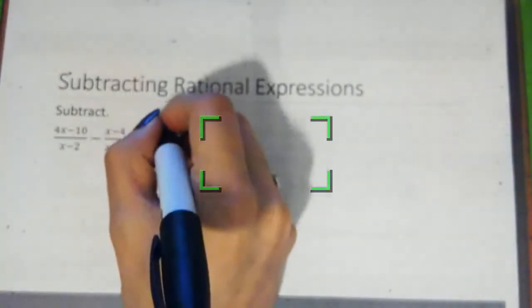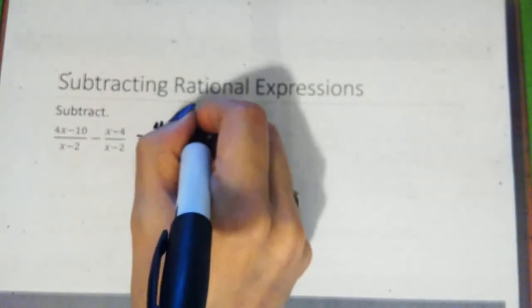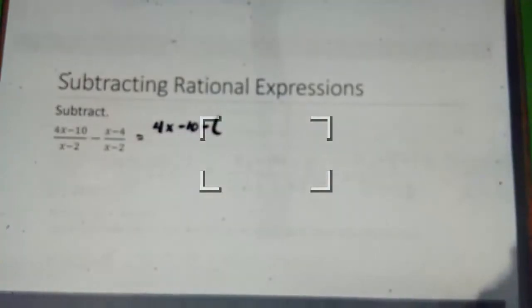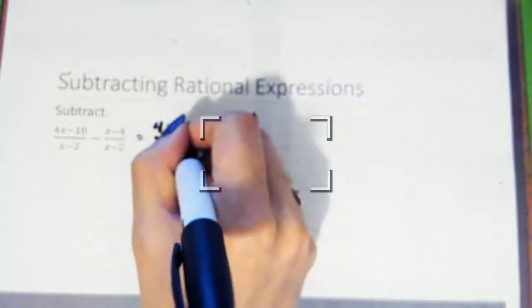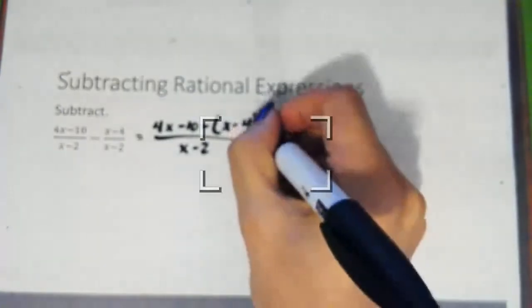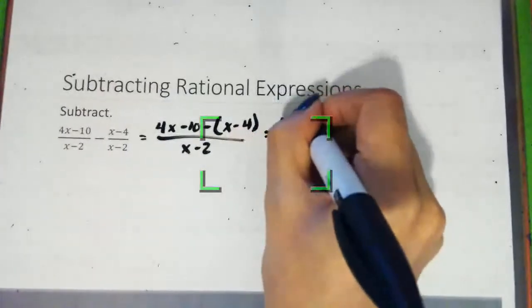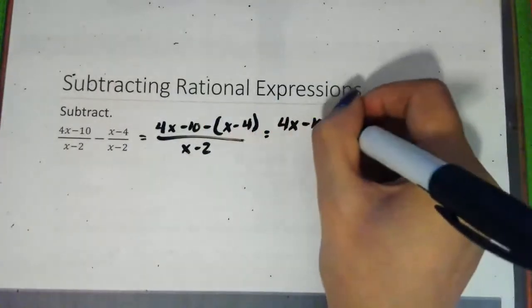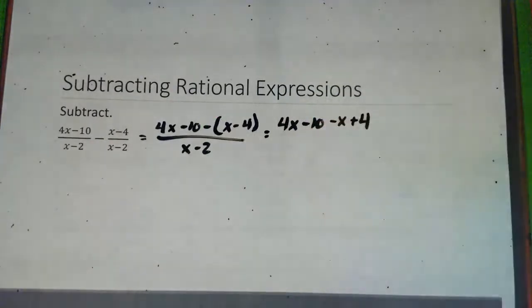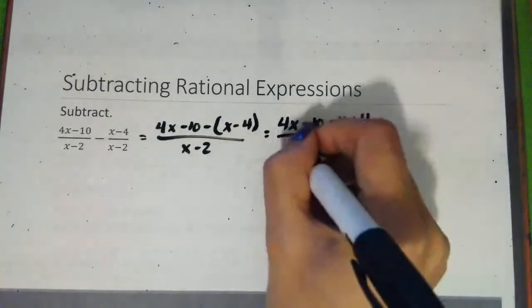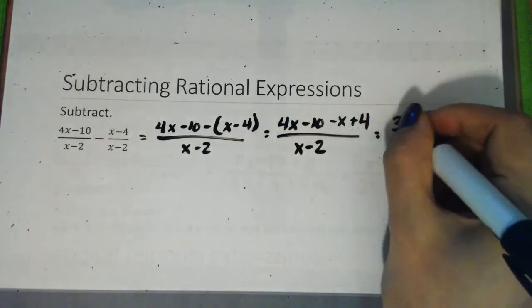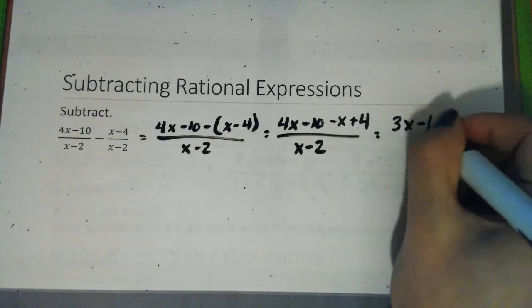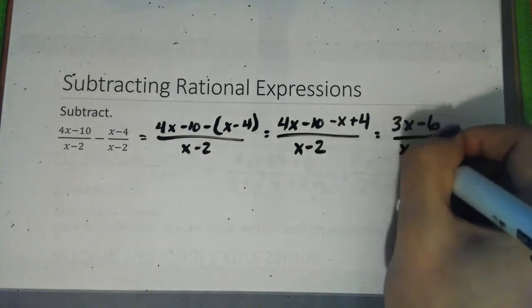So when I combine these two fractions together, I'm going to have 4x minus 10 minus, in parentheses, x minus 4 over the common denominator, x minus 2. If I distribute my negative through, I'm looking at 4x minus 10 minus x plus 4 over x minus 2. I can combine my like terms, giving me 3x minus 6 over x minus 2.